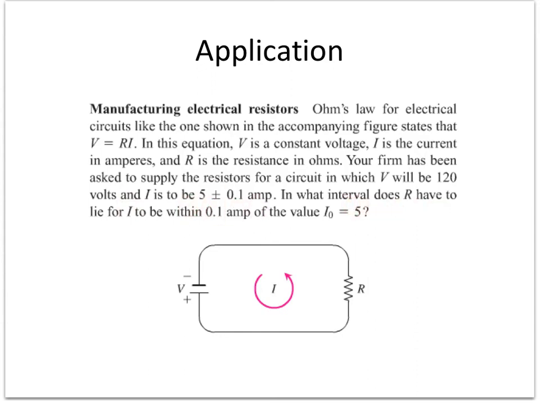In what interval does R have to lie for I, in this case my current, to be within 0.1 of this value? Now, again, you're in the math world, so it was kind of nice of them to do this so you have an idea what your x sub 0 is. All right, so we have all this information given to me, and in my f of x minus L, I always have a function.